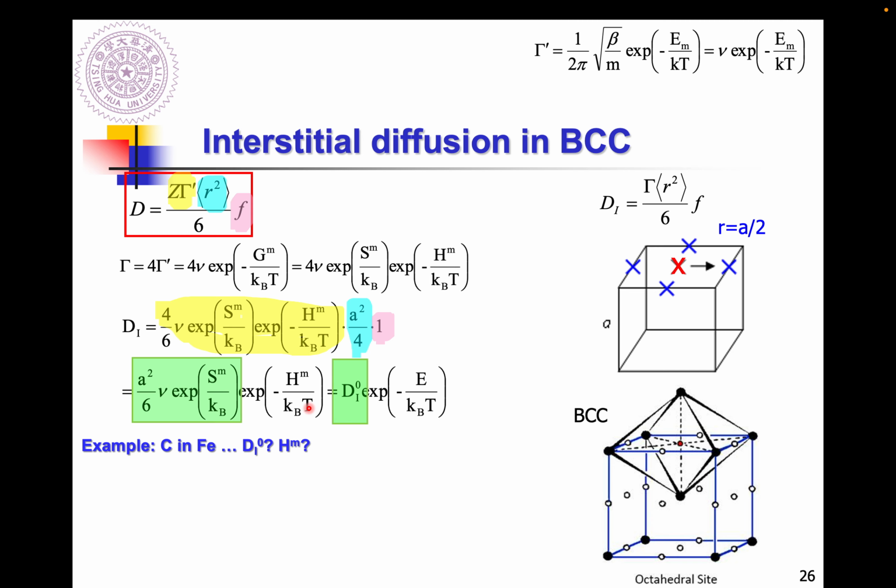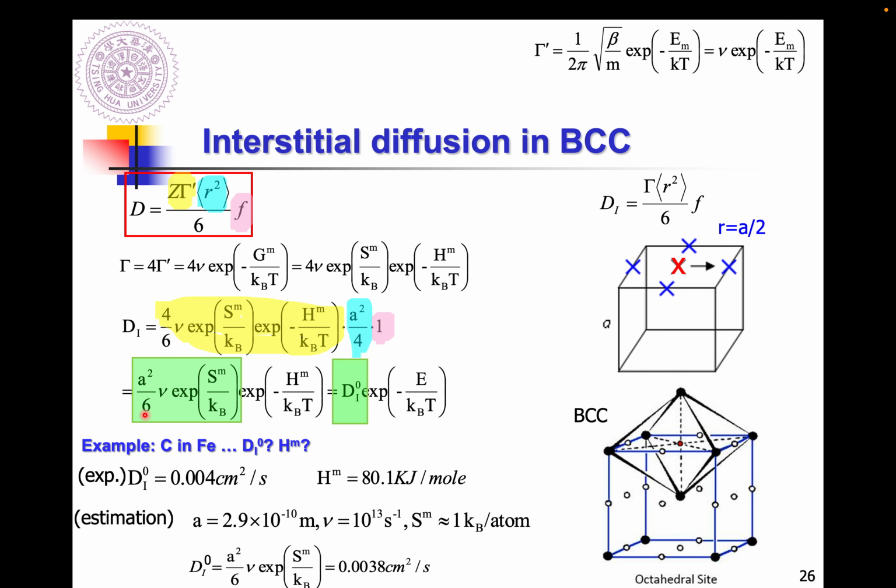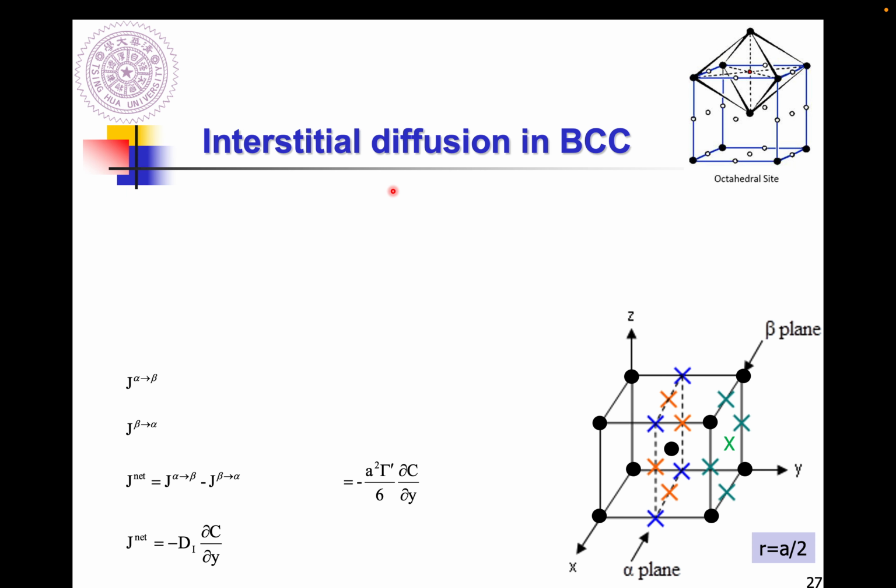gamma prime, right? Then divided by 6. That is the equation-based solution. So here we are going to show you the other approach, which also gets D_i equals a squared gamma prime divided by 6. This method is based on Fick's first law.